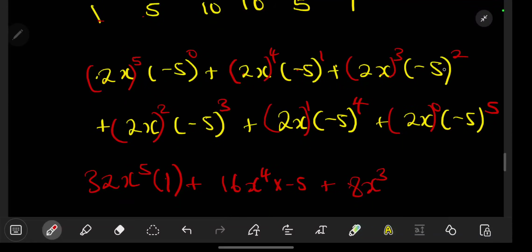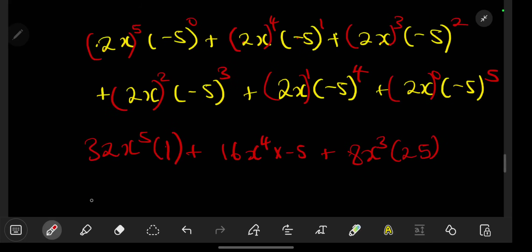X to the power 3 will be x to the power 3. Then we have negative 5 to the power 2, which will be positive 25. Then plus 2 to the power 2, which will be 4. X to the power 2 will be x squared. Negative 5 to the power 3 will be equal to negative 125. Then we have our 2x.